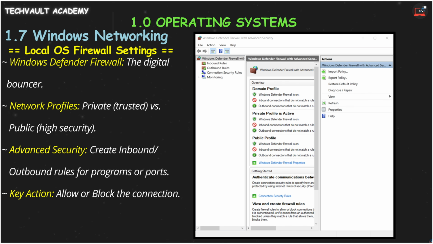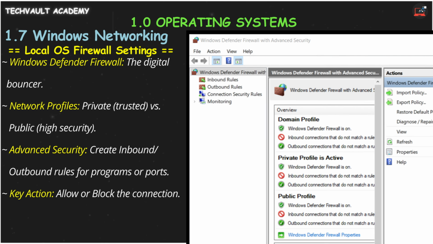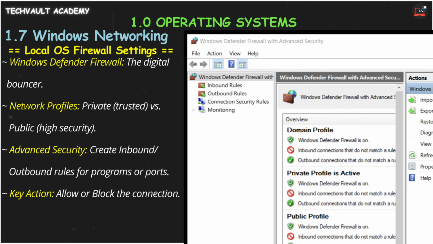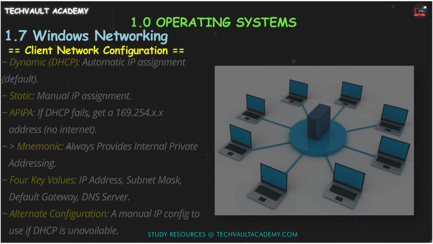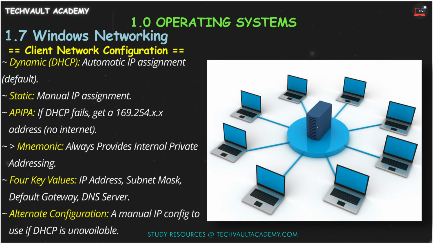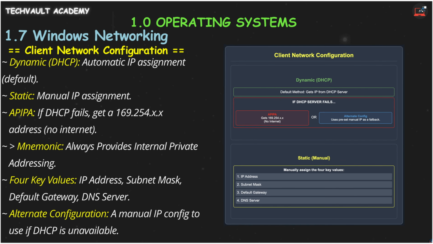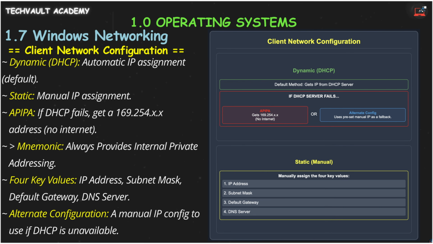For granular control, you go into the advanced security settings to create inbound and outbound rules. These rules can be for a specific program, a port number, or a custom configuration, and the key action is to allow or block the connection. Next is client network configuration. Your computer can get its IP address in two ways. Dynamic is the default, where a DHCP server automatically assigns an IP. Static is when you manually configure it.